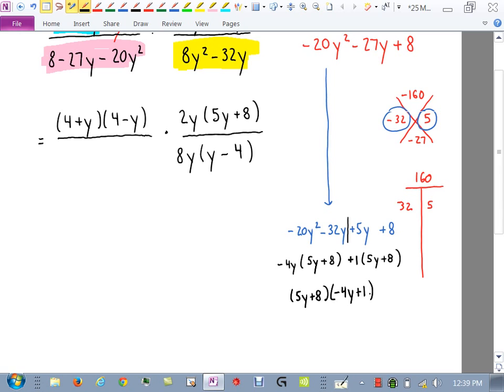Is that okay? So when I write that down over here, I get 5y plus 8 and negative 4y plus 1.